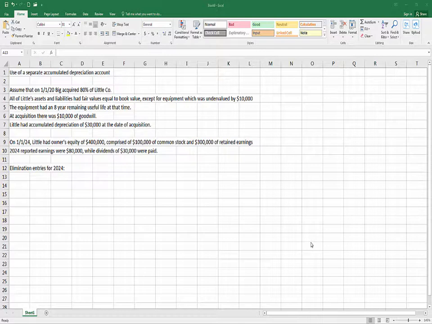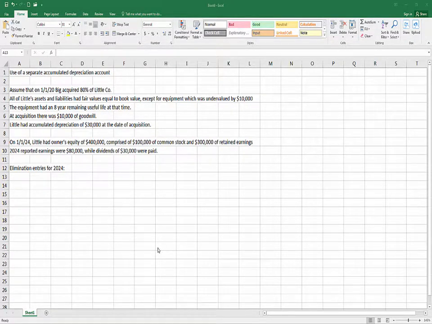So let's go ahead, and this isn't an asset sale or anything, this is just simply elimination entries when the subsidiary uses a separate accumulated depreciation account. So let's assume that on January 1st, 2020, Big acquired 80% of Little. All of Little's assets and liabilities had fair values equal to book value except for equipment, which was undervalued by $10,000. The equipment had an 8-year remaining useful life at that time.